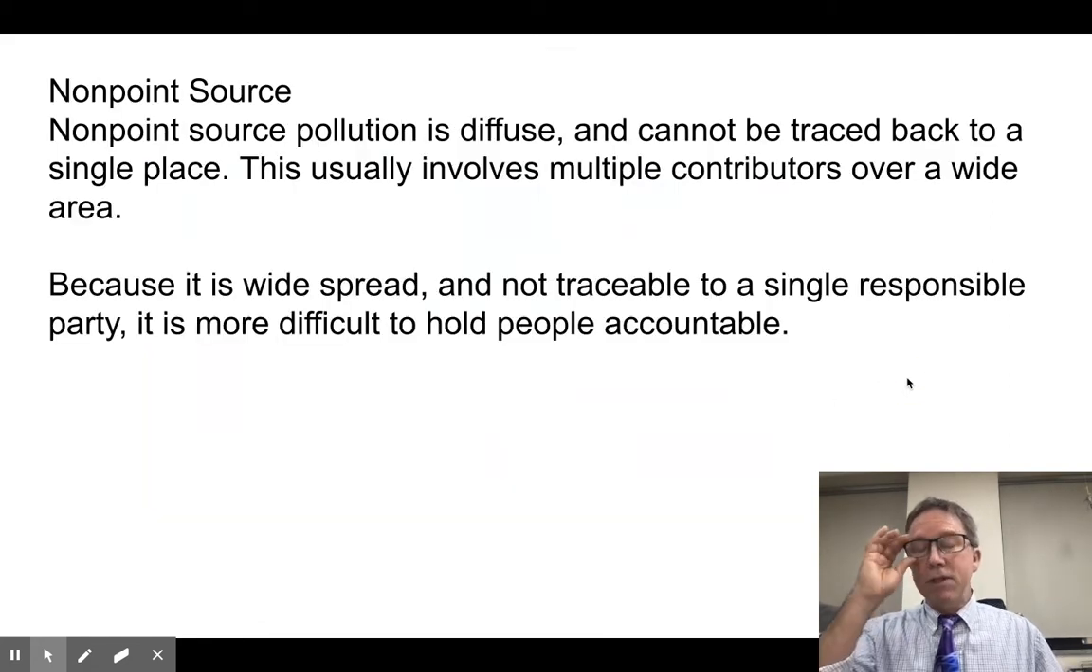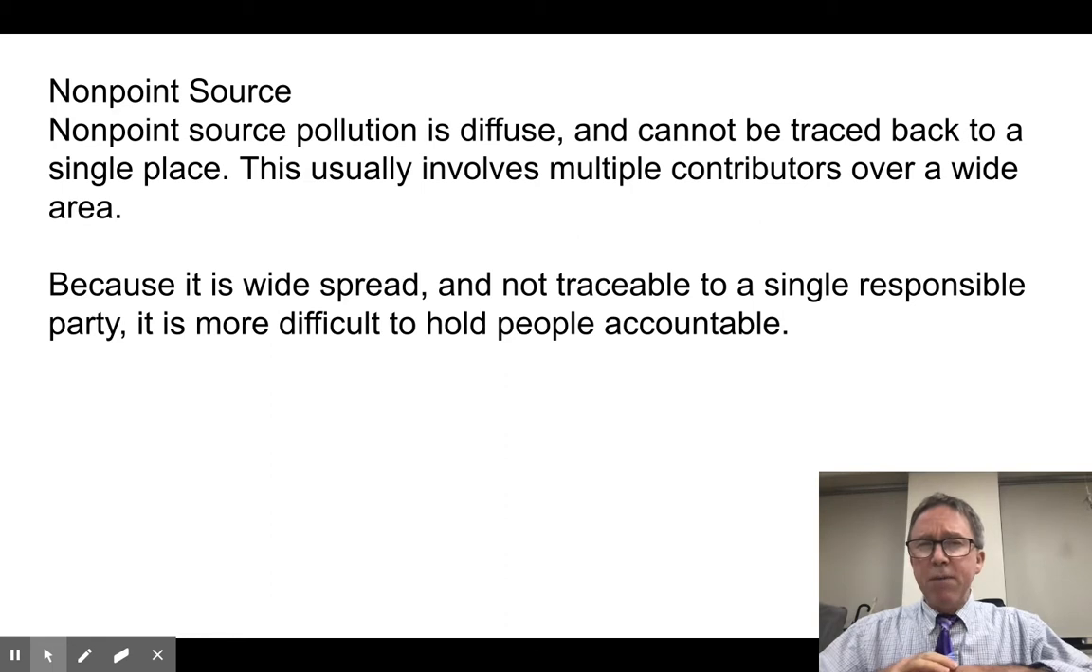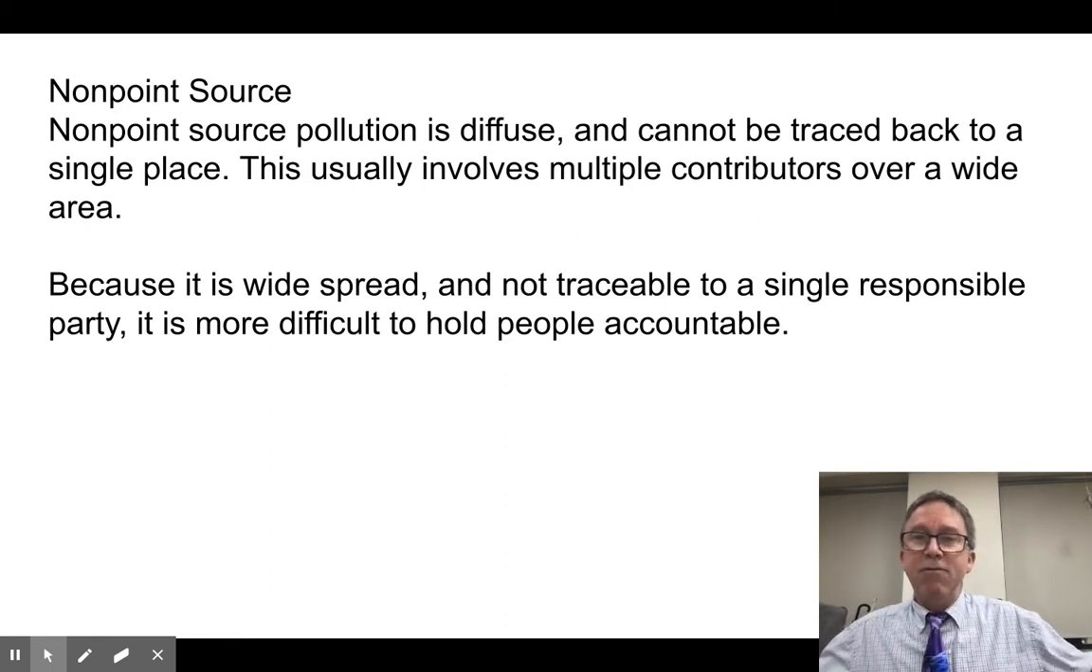Now, non-point sources are really more of a problem in a way because you can't point to who's responsible. This is when the problem is diffuse over a large area and there are multiple contributors, and we can't really say who's responsible for it. That's what we call non-point source pollution. It's more difficult to mitigate because you can't just point to one party. You can't impose the threat of penalties on an individual like you can with a point source.